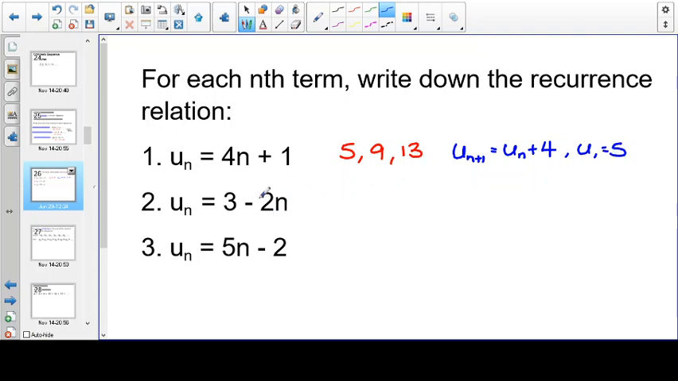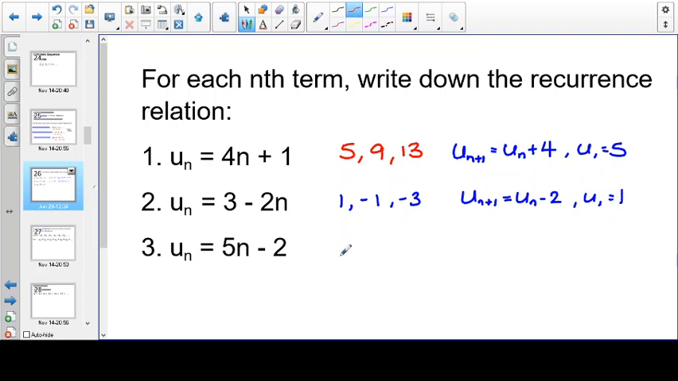This next one, u1, will be 3 minus 2 times 1, which is 1. When n is 2, 3 minus 2 times 2, that's 4, so 3 take 4 is minus 1. When n is 3, u3, 3 take 2 times 3, well that's 6, so 3 take 6 is minus 3, and so on. So it's starting with 1 and it's taking 2 off each time. So un plus 1 will be un take 2, where the first term is 1.